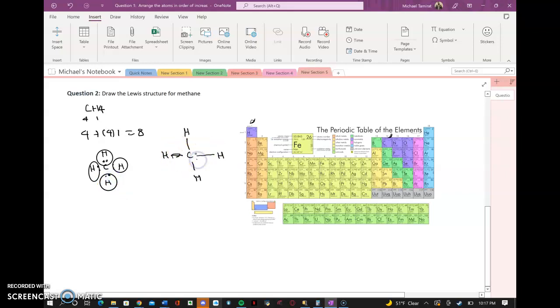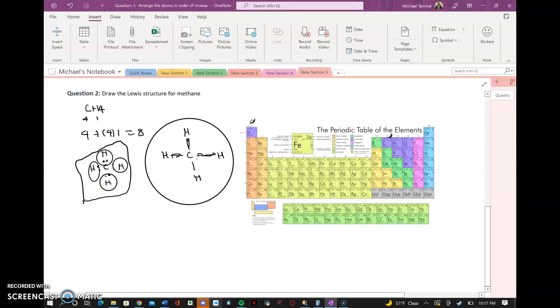We can make a bond like this for each of hydrogen, and this would be our Lewis structure, or this also can be our Lewis structure. Disregard the circles. Thank you.